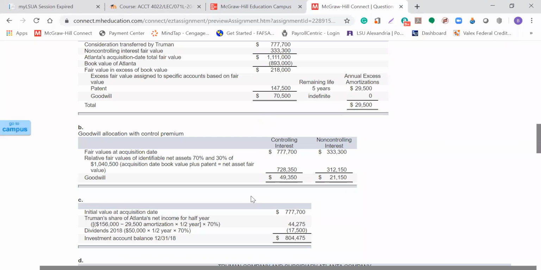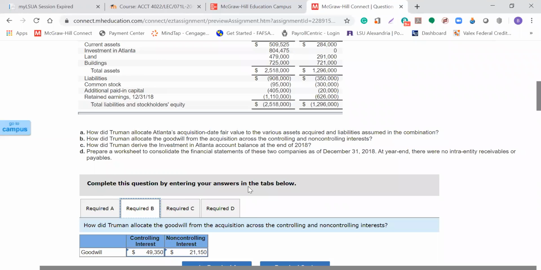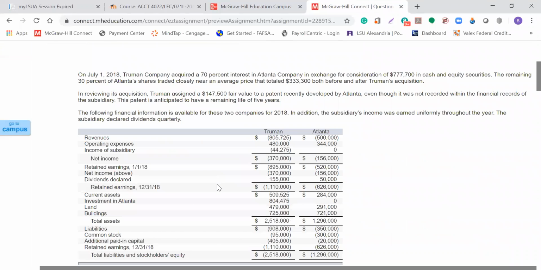And again, you can review these multiple times. They're not graded, so if you only want to work one particular piece of it, then you can do that as well.